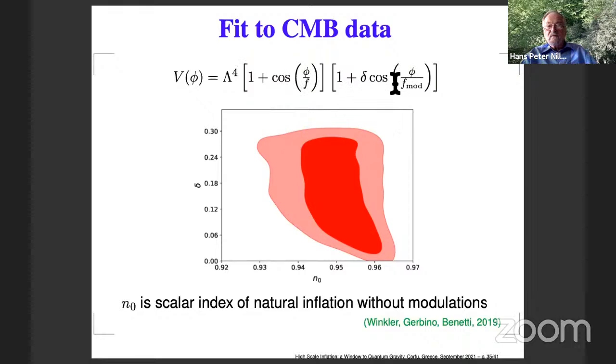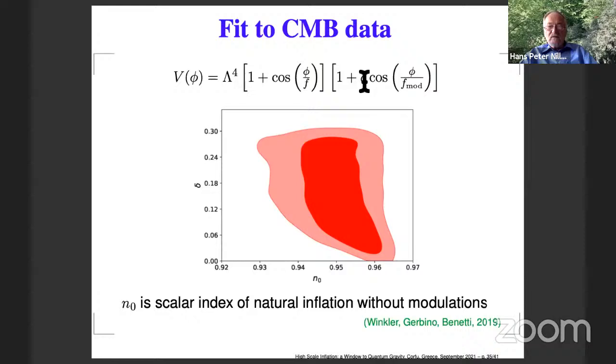Delta is the size, and then F mod is giving you the size of the wiggles, the distance between different wiggles. If you fit that, there are of course higher corrections to it, but this is the leading correction which we have. Higher corrections only become important when this completely destroys the flatness of the potential. So this is what we have here. We have to have enough alignment. This delta cannot be large enough.